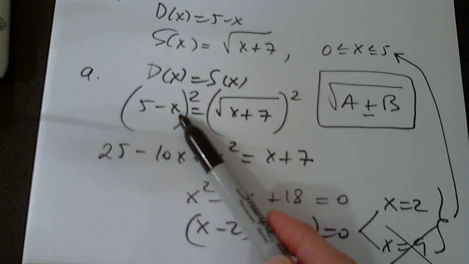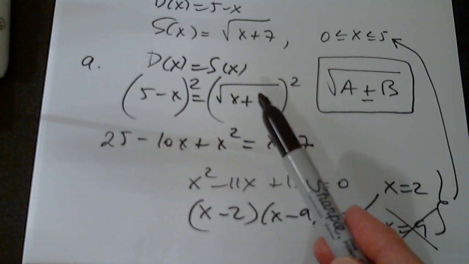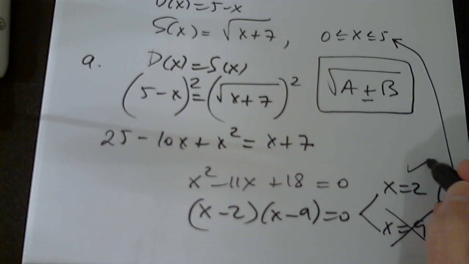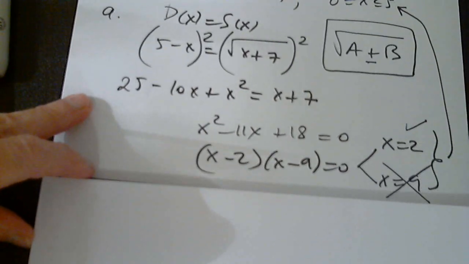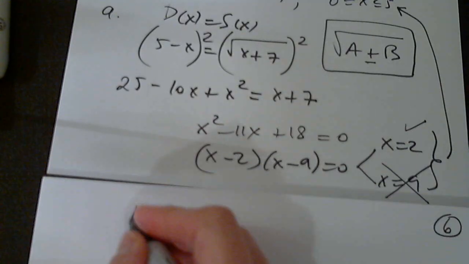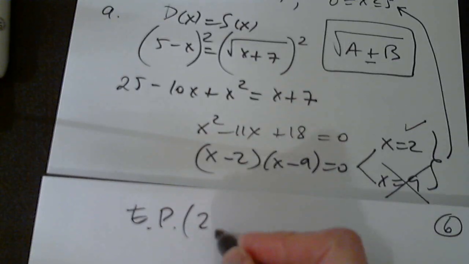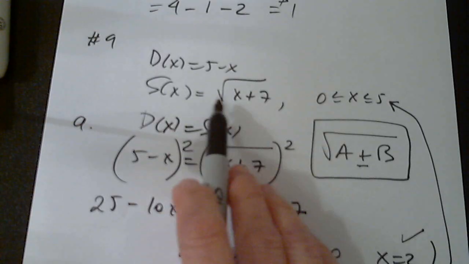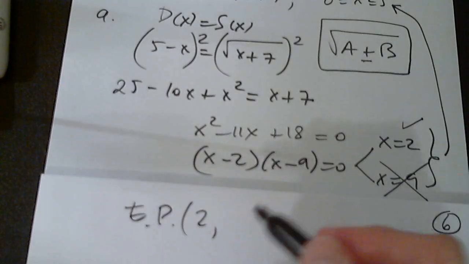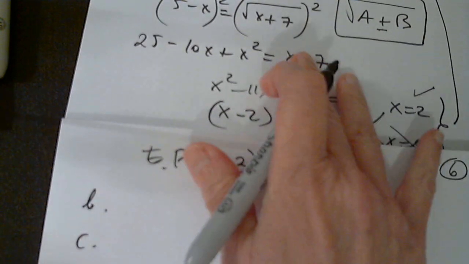5 minus 2 is 3. 2 plus 7 is 9. The square root of 9 is 3. So 3 equals 3. This is correct. So I determine the x coordinate of the equilibrium point. The equilibrium point has x equals 2. Now we have to find the y value. No problem. Again, 2 plus 7 is 9. The square root of 9 is 3. In parts B and C, very easy.